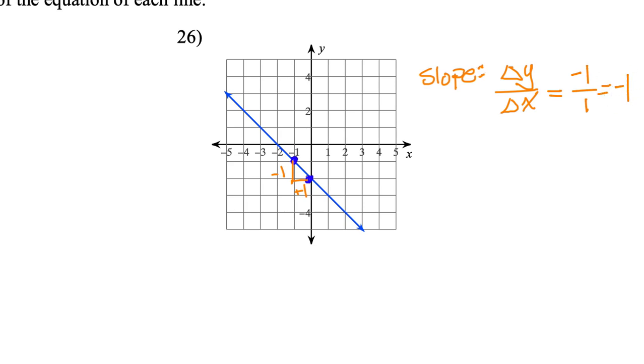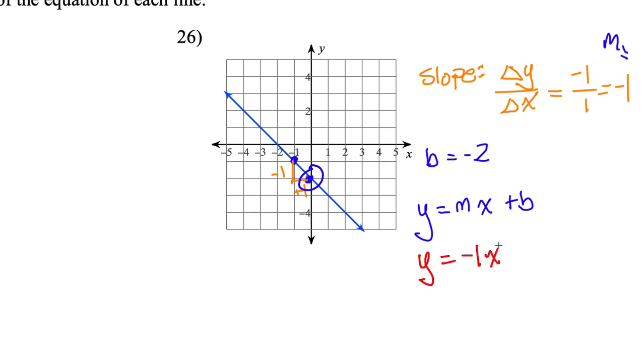Well, where's the y-intercept? That's even an easier question. The y-intercept is wherever it crosses the y-axis, and it's a very clear point. It's negative 2. So I can say that my b is negative 2, and my y equals mx plus b, or my m is equal to negative 1. So if I come down here, my original equation is y equals mx plus b. I know my m, I know my b, so I can come down and say my final answer is y is equal to negative 1x minus 2.